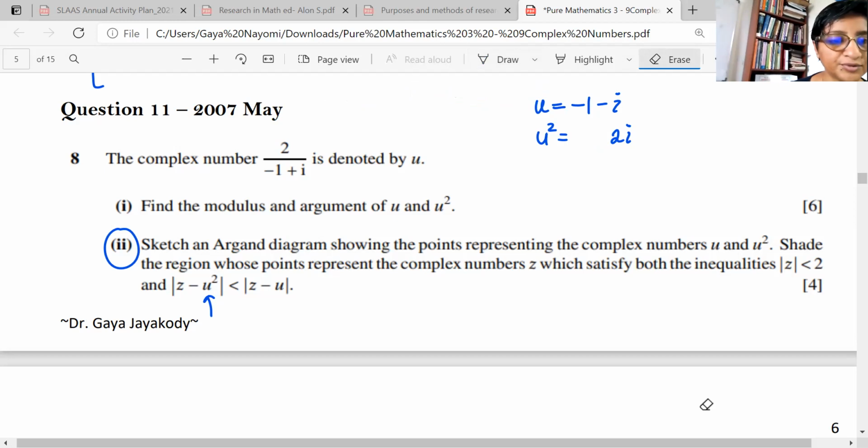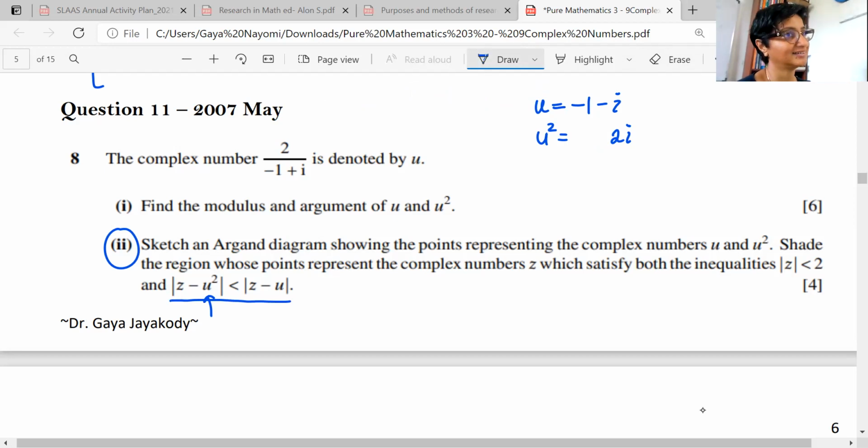Right, now do this one. Is this a circle or a perpendicular bisector? That's a perpendicular bisector. Yes. And it's one side of the perpendicular bisector because it's an inequality. If you had the equal sign, it's the perpendicular bisector. Now here, you're closer to one point than to the other point.